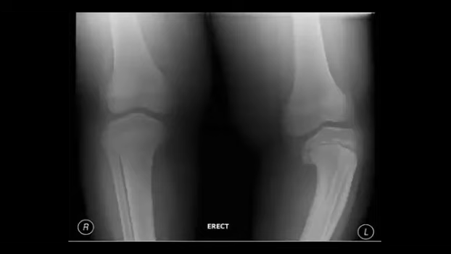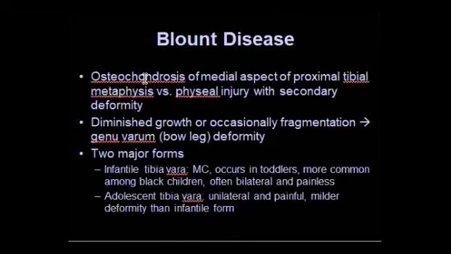This one with tibia vara, what is it called? Blount disease. Welcome, Marwa. Yeah, osteochondrosis, medial aspect. You know it is easy. It is a type of osteochondrosis or osteonecrosis, Blount disease.